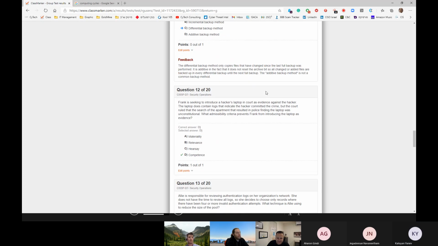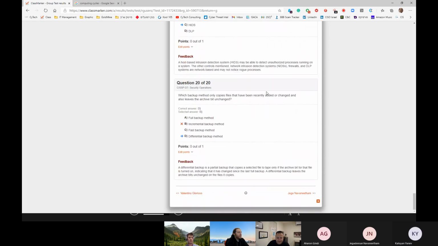Can you go to question 20 as well? Yeah. Let's do that. Which backup method only copies files that have been recently added or changed and also leaves the archive bit unchanged? Same question. Yeah, it's really similar. The archive bit is that little flag that when you back up, you go back to that one, the archive bit. Okay? And the differential backup does not look at the archive bit. Yeah, so it's basically the same question, different phrasing.